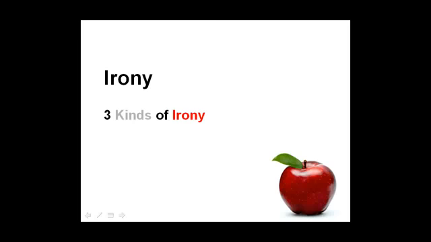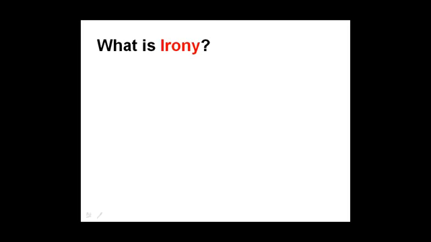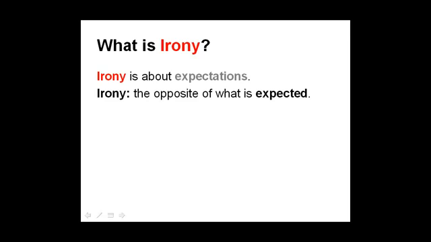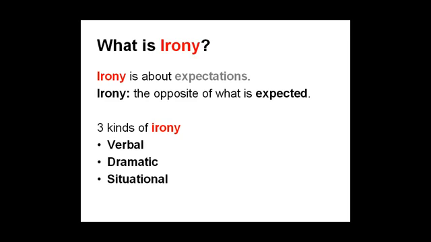Irony. Three kinds of irony. What is irony? Irony deals with expectations. Irony is the opposite of what is expected. There are three kinds of irony: verbal, dramatic, and situational. I will discuss each one of these.